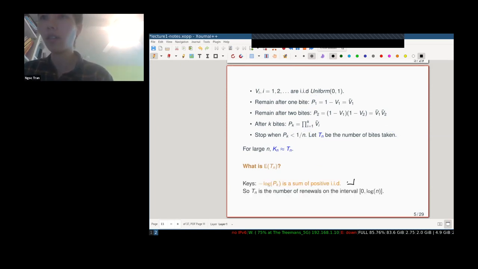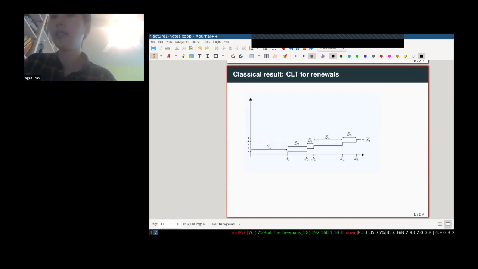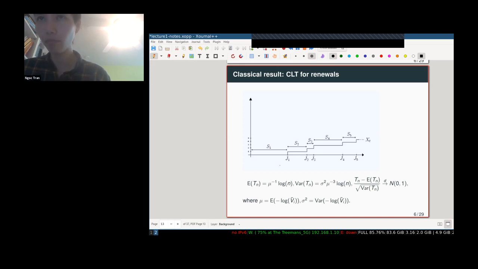So the key is that this log is a sum of IID terms. T_n is just the number of renewals on this interval 0 to log n. Let me draw a picture of the renewal process. Generally, a renewal process is a sum of IIDs which are positive, and here is exactly our picture. So I'm just looking for a random walk with IID increments, and I look for the first time in which it goes above some level log n.